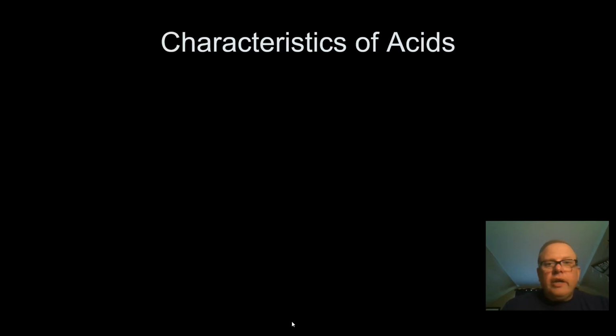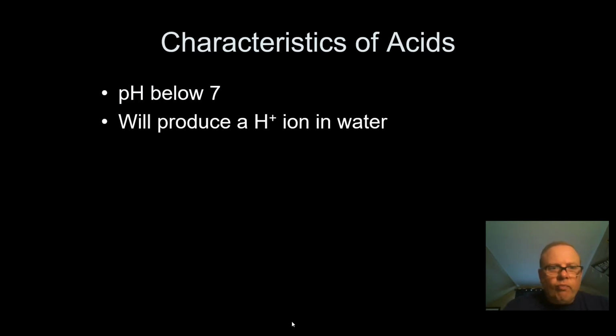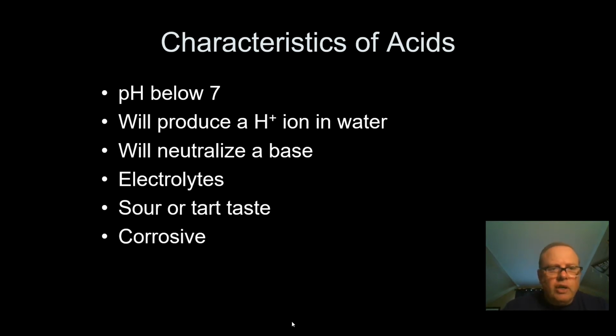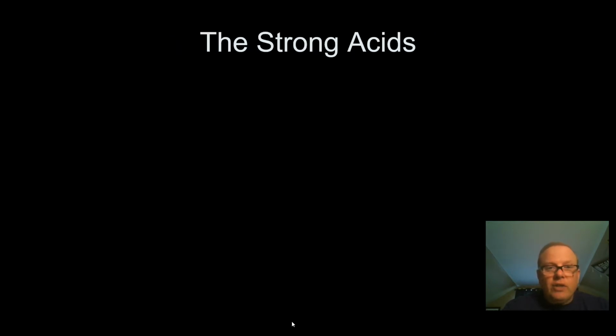All right. Characteristics of acids. What are acids anyway? Anything with a pH below 7 is technically an acid, and we're talking about solutions. They will produce a hydrogen ion in water. They tend to neutralize a base. They are electrolytes. In other words, they conduct electricity in water. They have a sour or tart taste. A lot of foods are acidic, and tomato-based foods are acidic. They can be corrosive. In other words, they can oxidize metals, and that is a common thing that you'll see with acids and batteries.